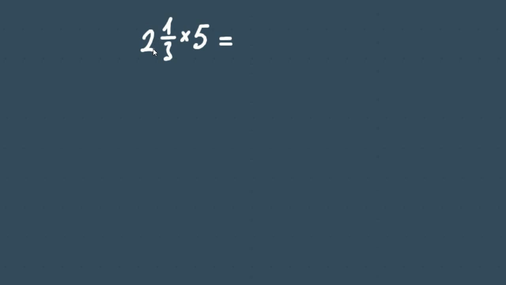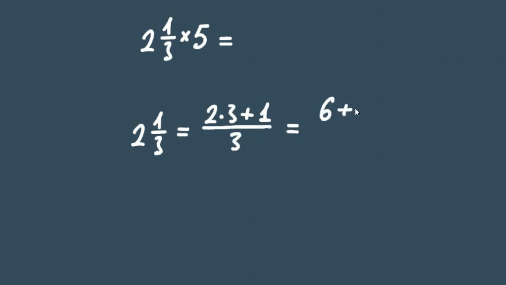To multiply the mixed number, we need to bring it to the improper fraction. To do this, we multiply the whole part by the denominator and add the numerator. And we write it all down over the common denominator. So, we get a fraction of 7/3. We substitute it instead of the mixed number.